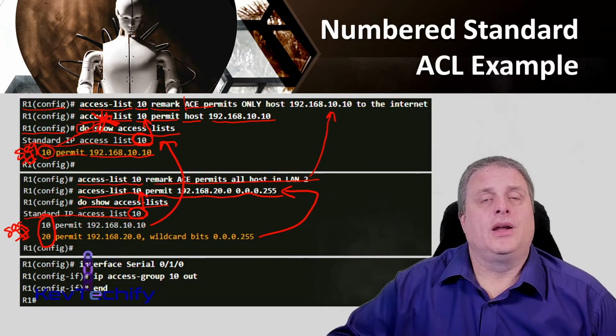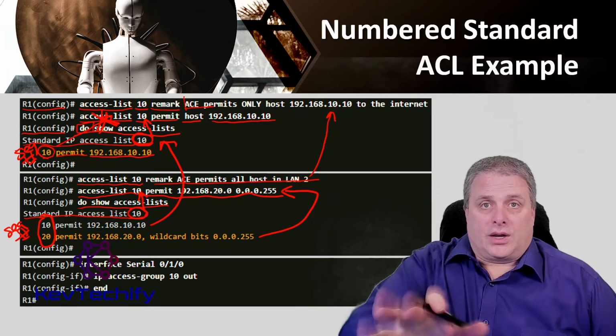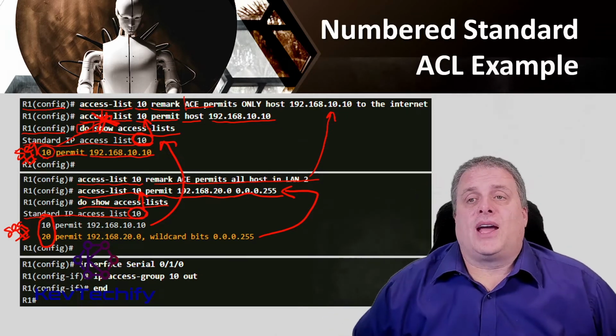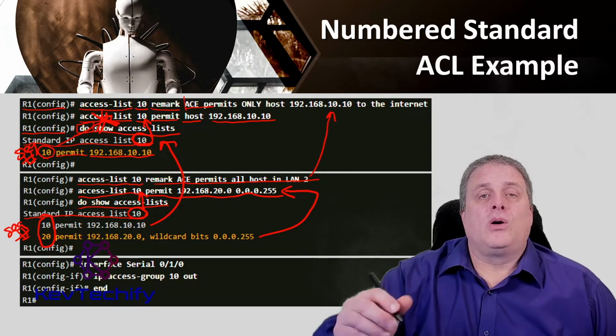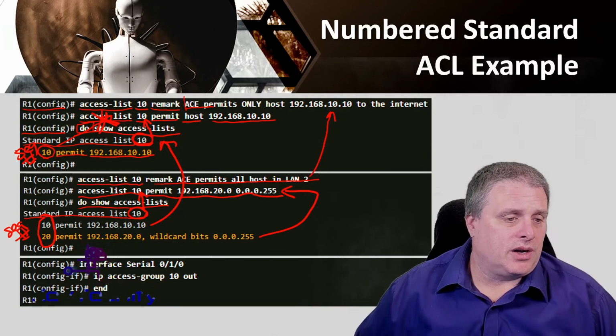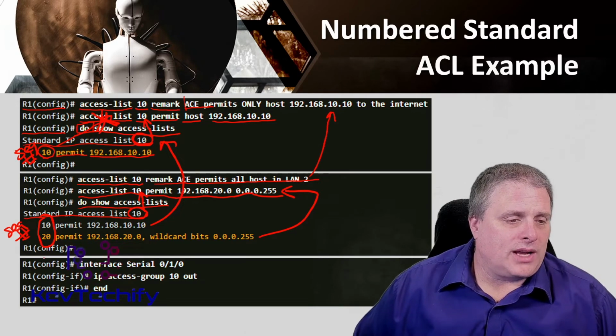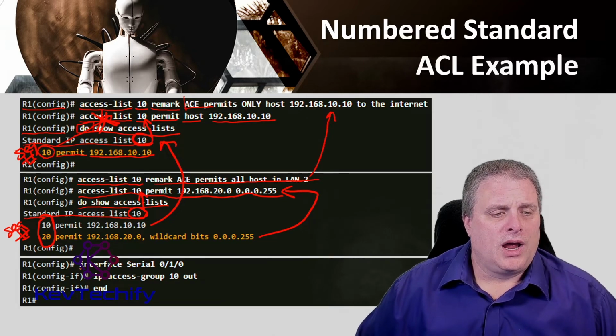We're going to permit traffic from the 192.168.20 network. Okay, we've set up our numbered access control list, our standard access control list. Now we have to apply it to the interface. In this third example down here on the bottom, when we go through and apply to the interface, we go from global configuration mode.